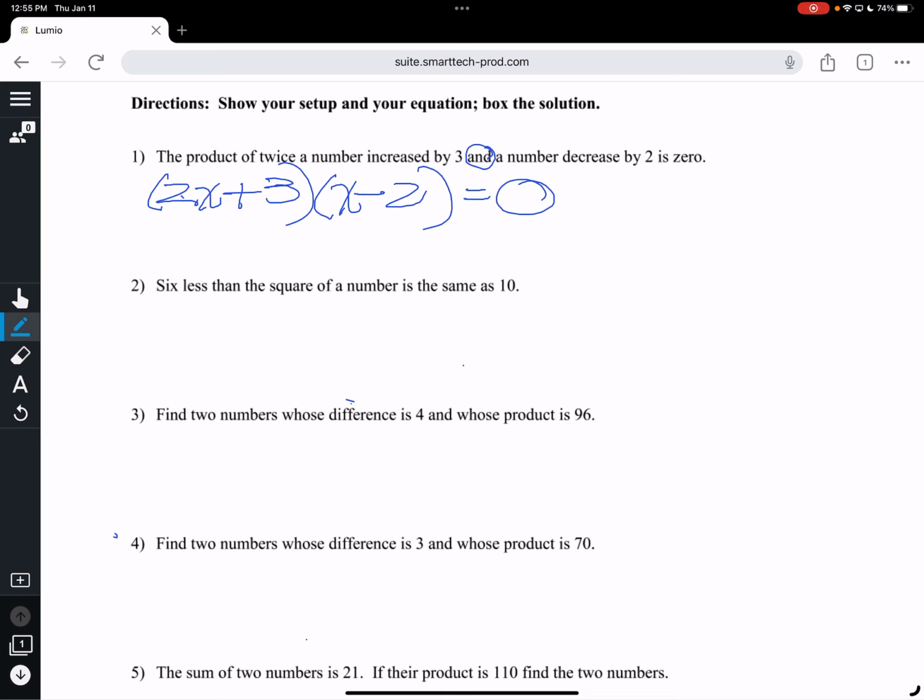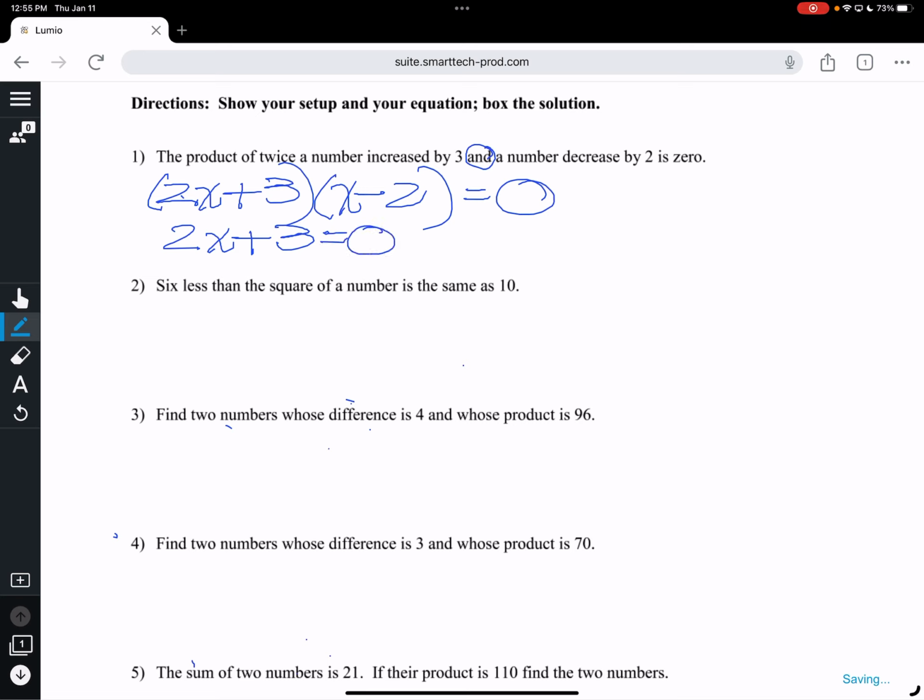2x plus 3 is a factor, so we make it equal 0. x minus 2 is a factor. Make it equal 0. So we're just dividing. That's what we've been doing in this last class the whole period.